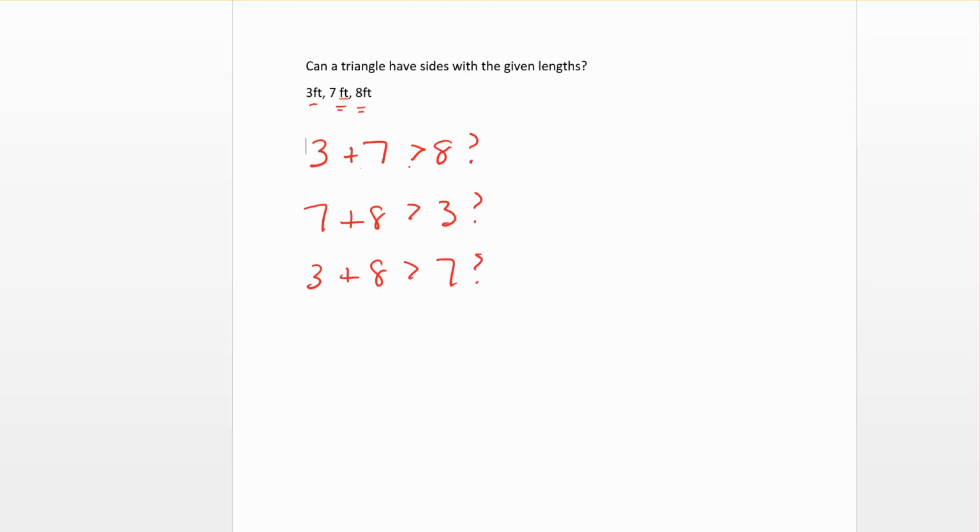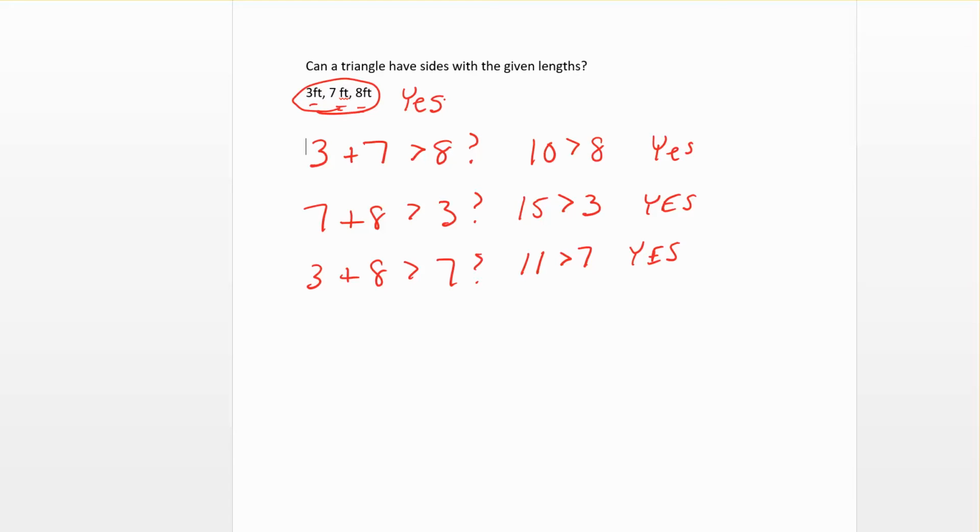So 3 plus 7 is 10. Is 10 greater than 8? Yes. 7 plus 8 is 15. Is 15 greater than 3? Yes. And 3 plus 8 is 11. Is 11 greater than 7? Yes. So can we have a triangle with these lengths? The answer is yes, because theorem 5-12 says that these three sides will form a triangle.